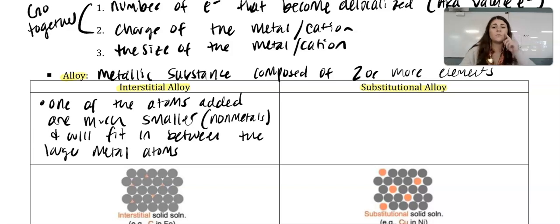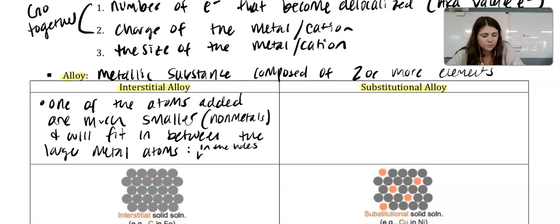Please don't get confused between non-metal and anion. Here, we're not having anions in this case. In that case, that would have been an ionic compound. Here, I'm just talking about a neutral nonmetal. These smaller atoms are going to fit in the holes between the metal atoms.